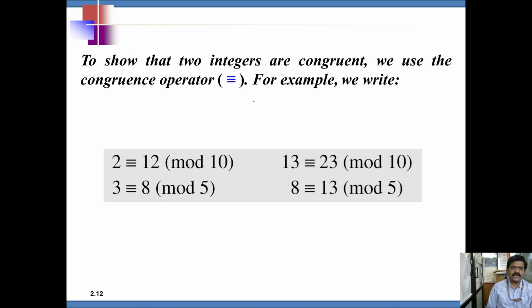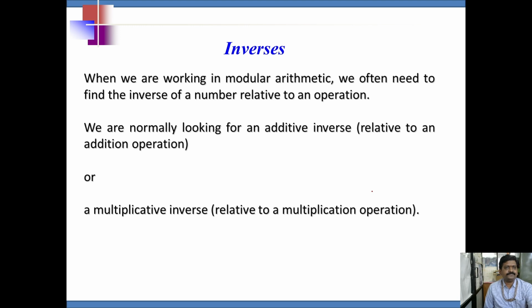We also understand here the congruent operation, wherein we show that two integers are congruent when we use the congruent operator. So 2 is congruent to 12 at mod 10. Similarly, 13 is congruent to 23 at mod 10. 8 is congruent to 13 at mod 5. We use the congruent operator also in the RSA algorithm.